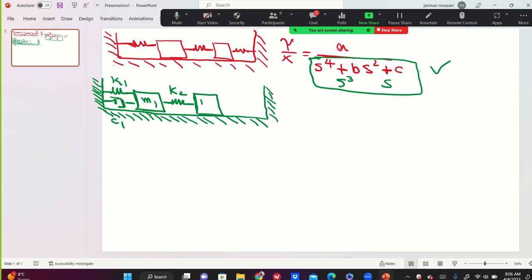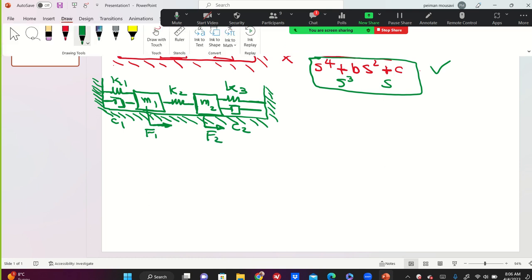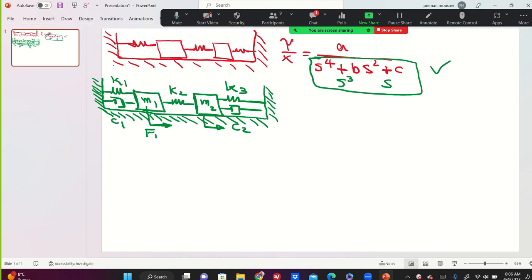and M2 and K3. This is C2, the damping coefficient. And again, I'm going to apply a force here as F1 and a force here as F2. But looking at the previous case, for simplicity of teaching, I'm saying only F1 exists, okay?